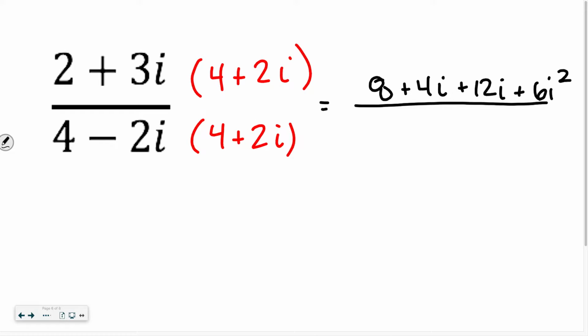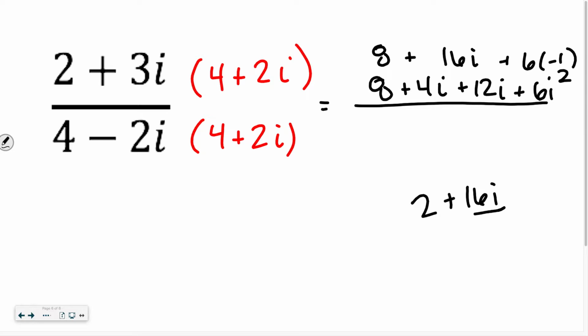So check your 4 terms. I can combine the i's, so this is going to be 16i. And I'll have 8 plus 16i plus 6 times negative 1. Well, that's 8 minus 6. So do you agree, 2 plus 16i in my numerator? Are we okay with that?